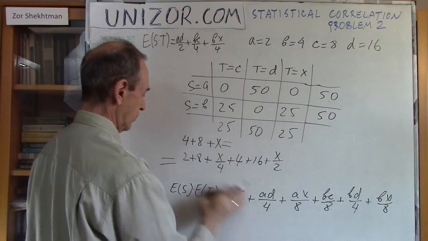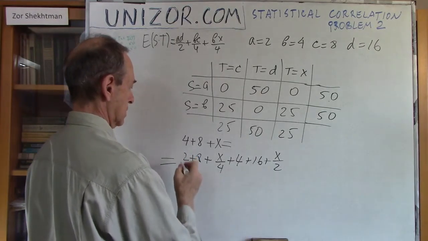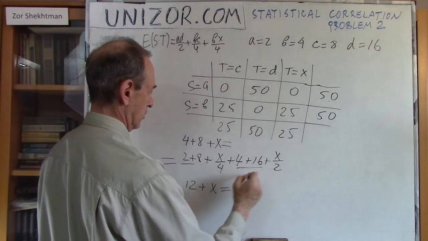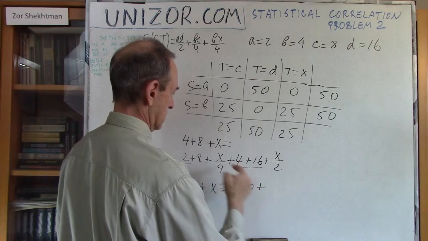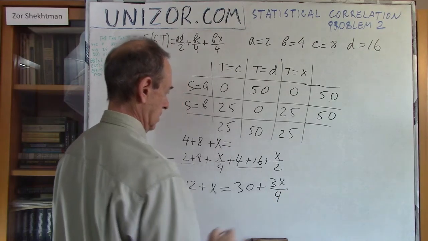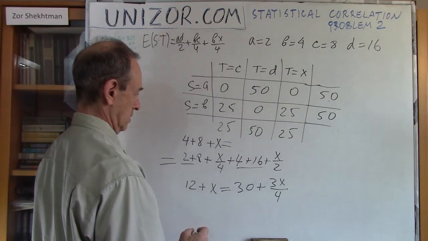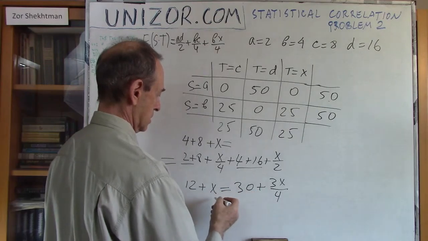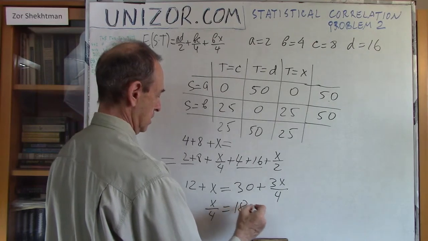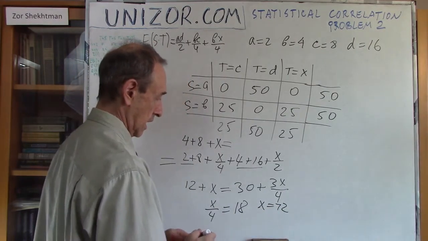And as you see, this is just a plain linear equation which I can solve. So this is what? 12 plus x equals 10 and 20, 30 plus 3/4 over 4, something like this, right? Which means x divided by 4 is equal to 18, and x is equal to, what, 72 or something like this. Anyway, there is a solution.